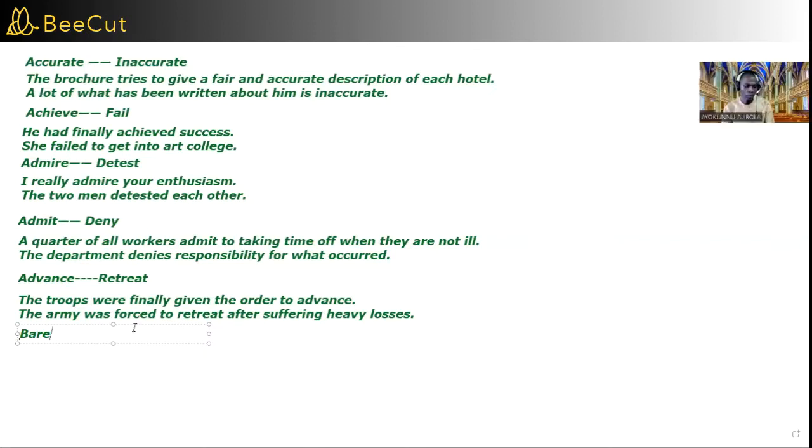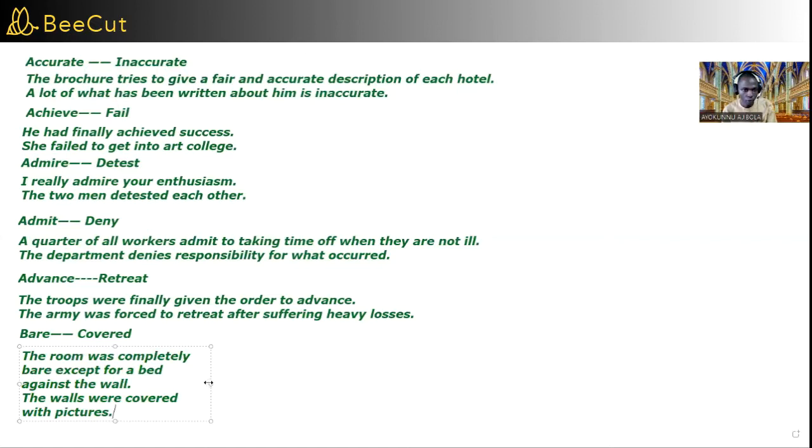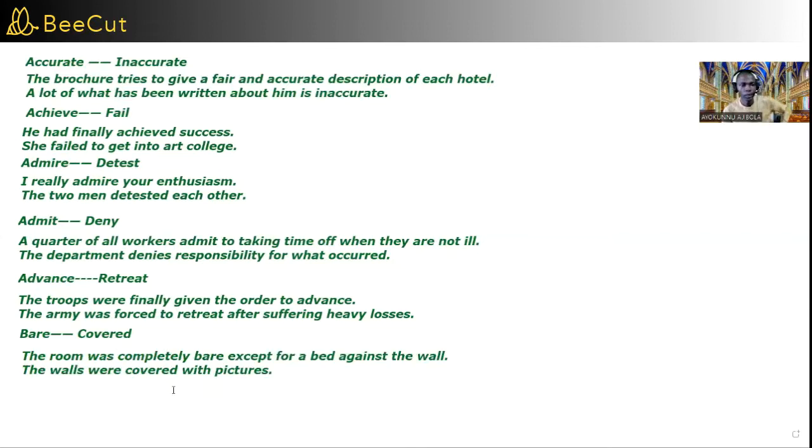Okay, in order not to waste our time, the opposite of the word bare is covered. When you're talking about barefooted, someone who's walking without wearing anything covering the foot. So let's talk about the sentences now that we can use that in. The room was completely bare except for a bed against the wall. The room was completely bare. Then the walls were covered with pictures. So those are two sentences to depict the use of bare and covered.